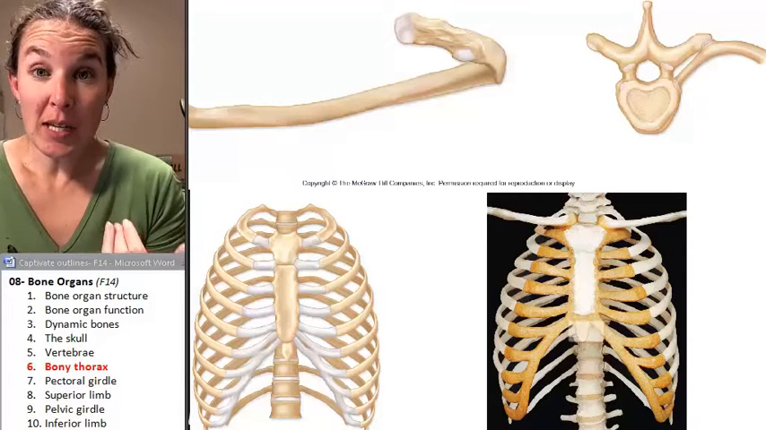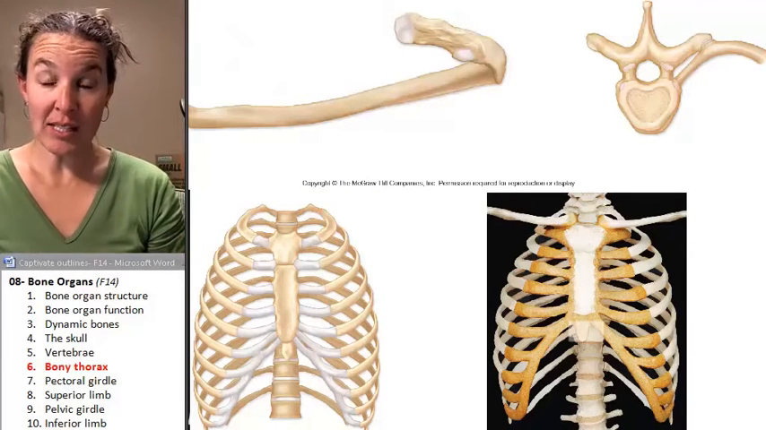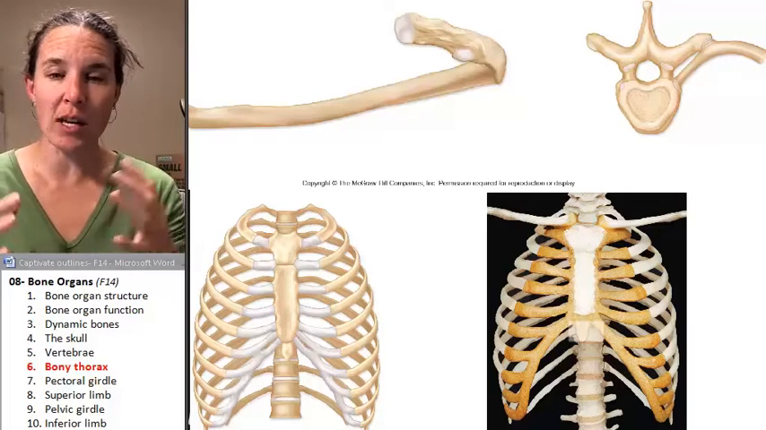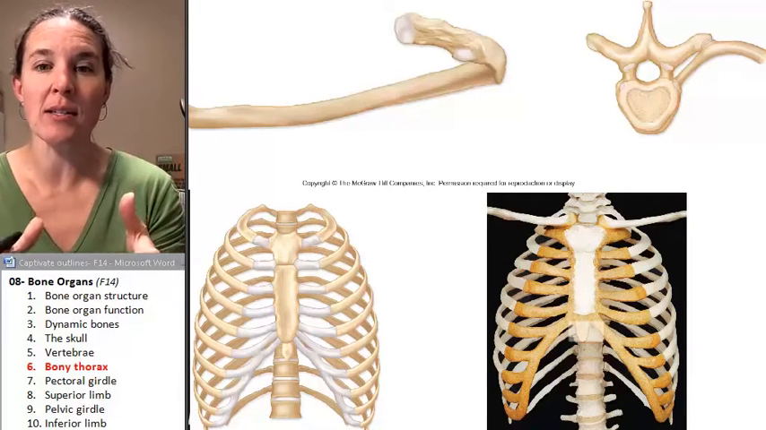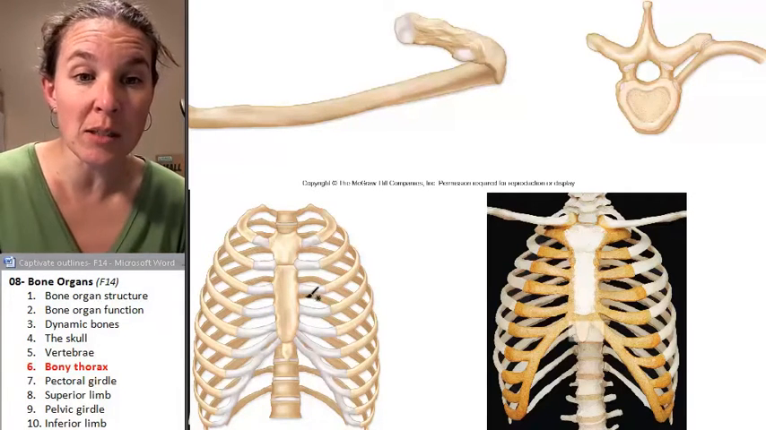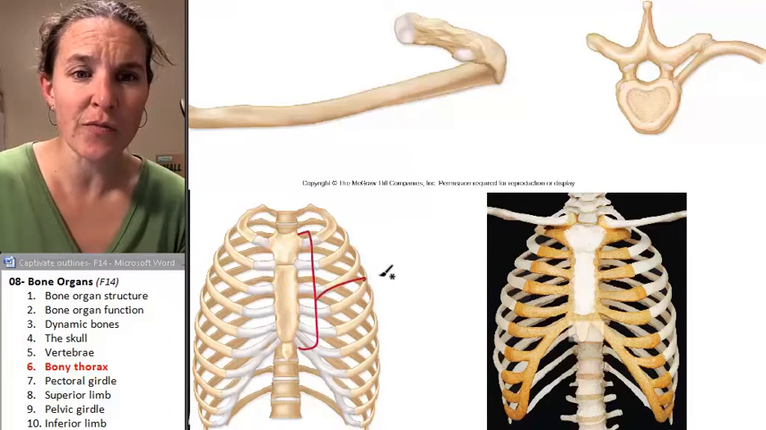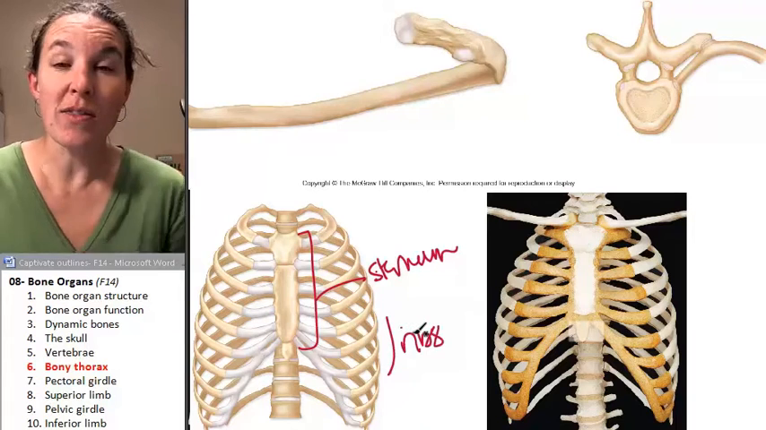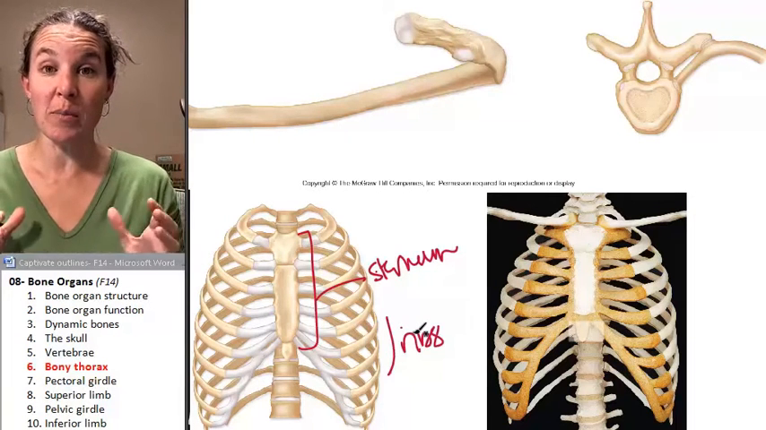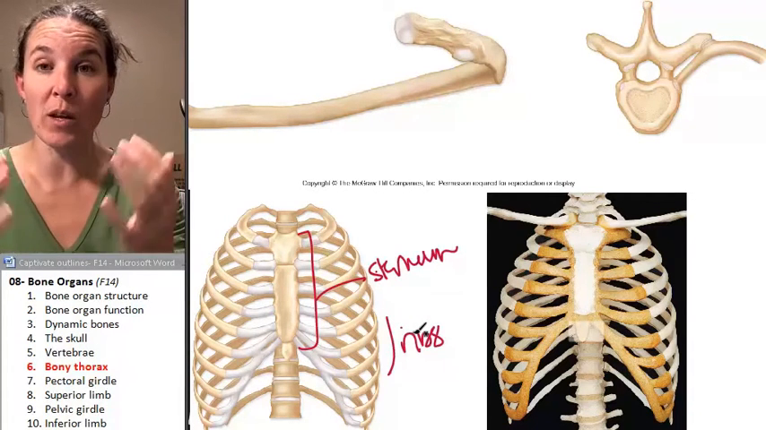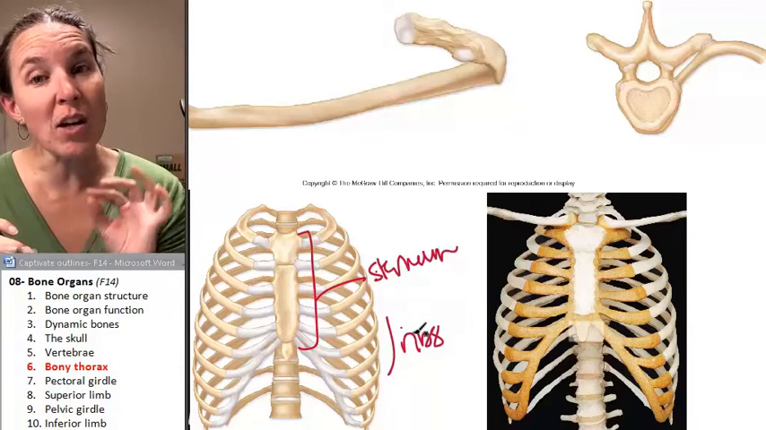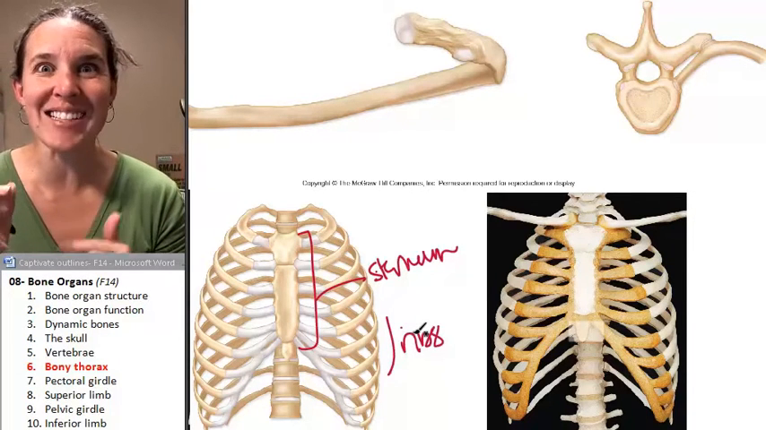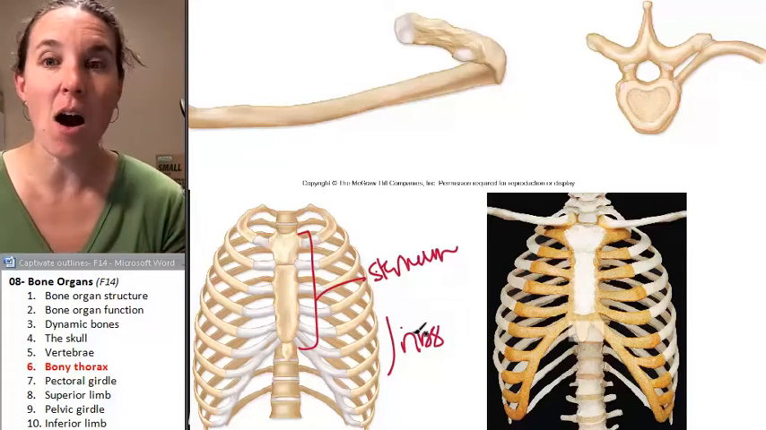So there's two pieces of your axial skeleton that are associated with your bony thorax, and that is the sternum, which is basically your breastbone, and your ribs. The sternum plus the ribs make up your bony thorax. Your ribs articulate with your thoracic vertebra in the back on the posterior side.